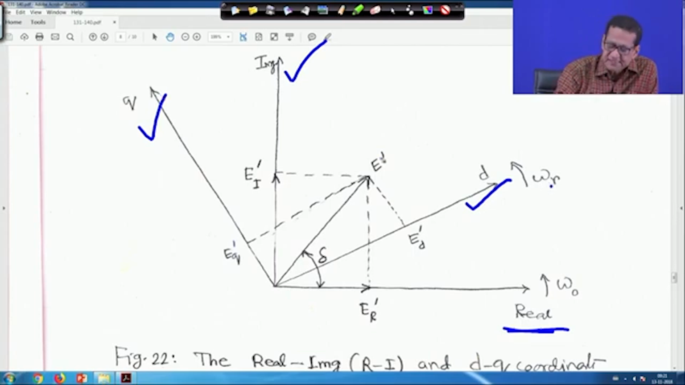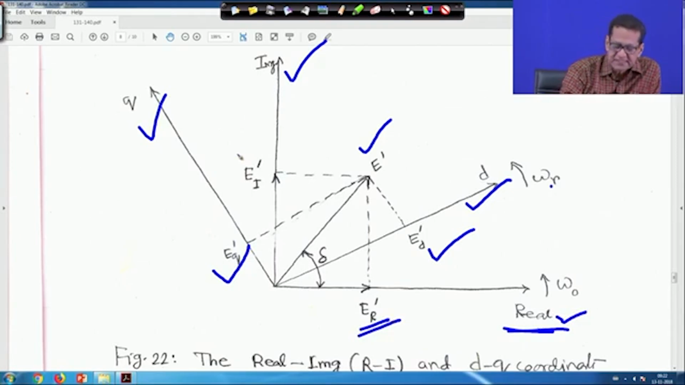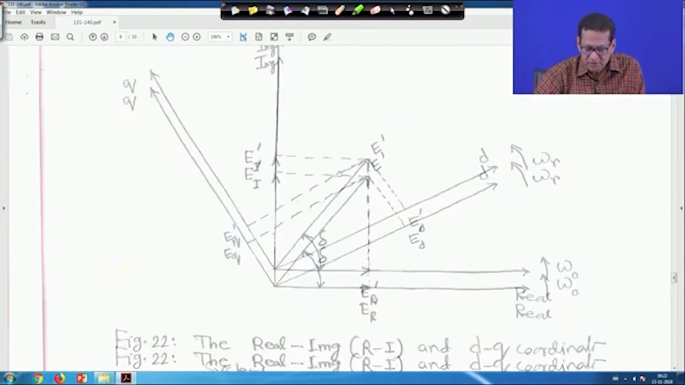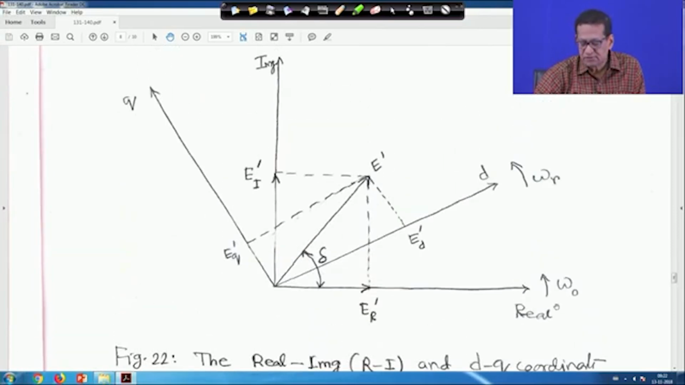Now, this is my E', its component on d axis is capital E_d', its component on q axis is capital E_q', and its component on the real axis is capital E_r', and its component on imaginary axis is capital E_i', and this angle is actually delta. So, this is the real and imaginary and dq coordinate system. So, both are shown, real, imaginary as well as d and q.